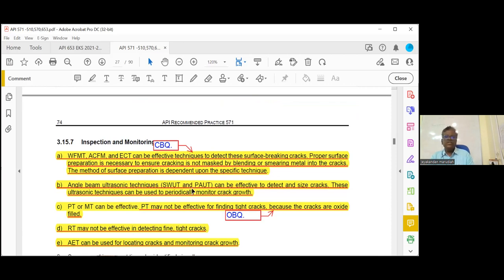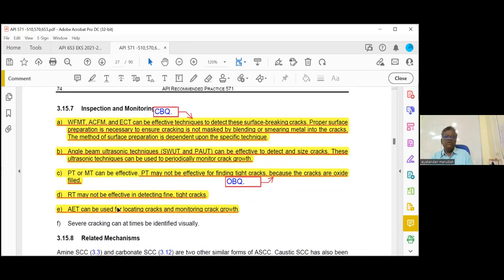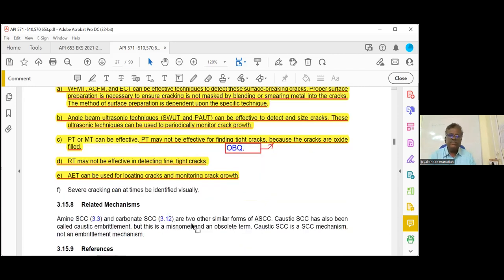Angle beam, shear wave PAT can be effective to detect and size cracks. And this ultrasonic can be used to periodically monitor cracks. And PT may not be effective for finding tight cracks because the cracks are oxide filled. That is open book question. RT may not be effective in detection of tight cracks. AET can be used for locating cracks and monitoring crack growth. So to monitor crack growth, we can use acoustic emission test.